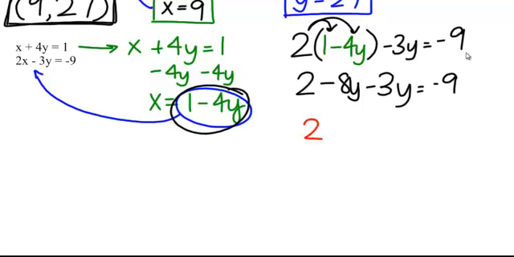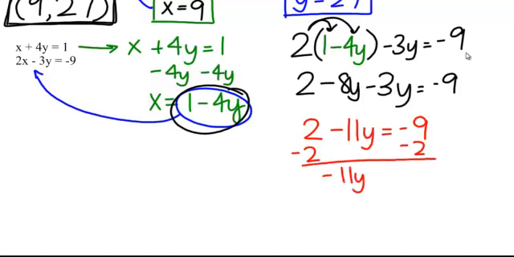So I want to do negative 8 minus 3 more gives me negative 11 equals negative 9. And then I can move all my numbers to one side. So subtract 2. And then finally divide by negative 11. So I get y equals positive 1.